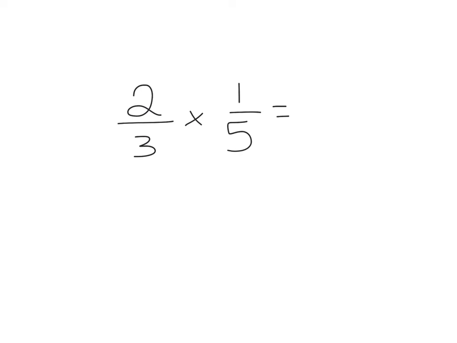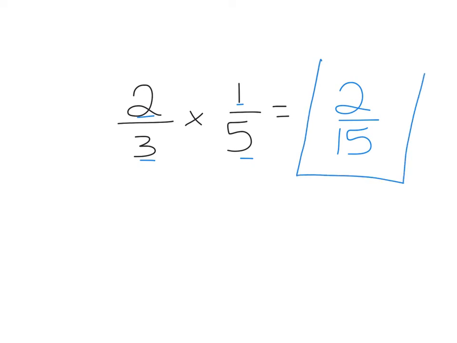Now I have 2/3 times 1/5. This one doesn't have any simplifying, so I can just multiply the numerators and multiply the denominators. 2 times 1 is equal to 2, and 3 times 5 is equal to 15. And I should double check that my answer is in simplest form, and yes it is. So 2/3 times 1/5 is equal to 2/15.